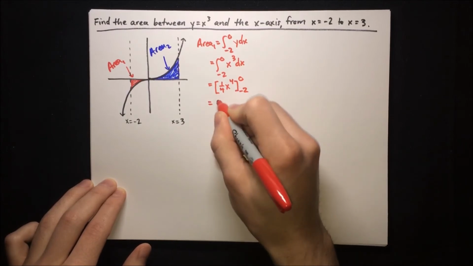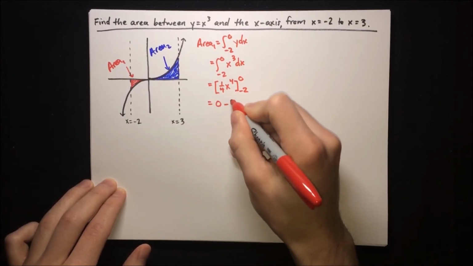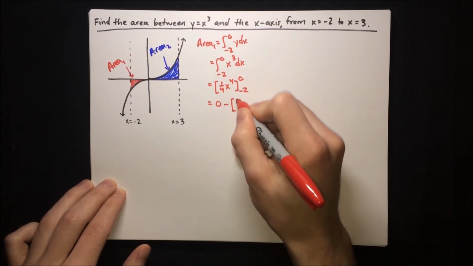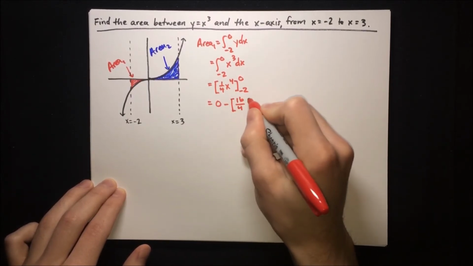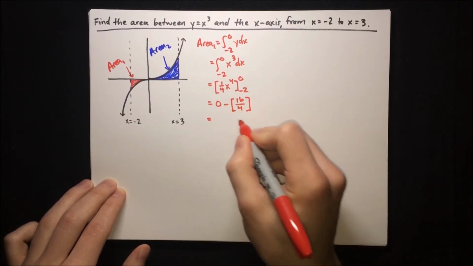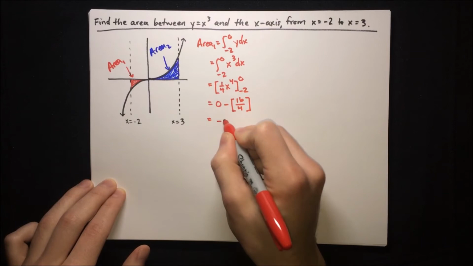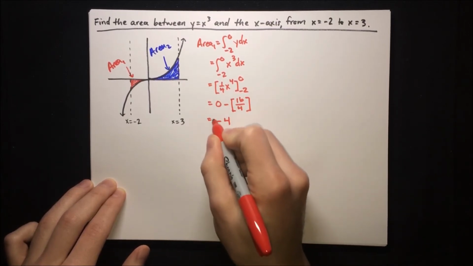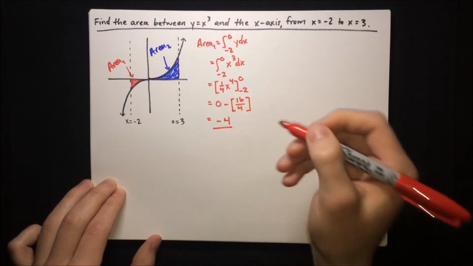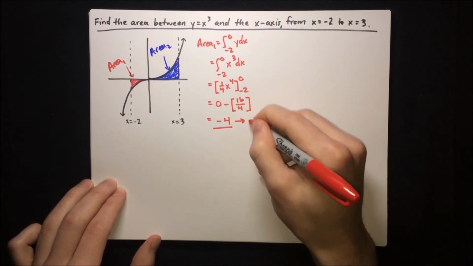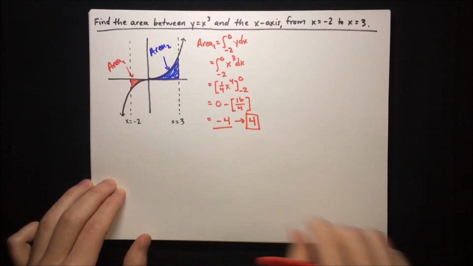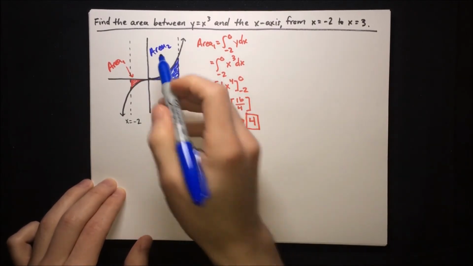And plugging 0 in, we just get 0. Then minus, plugging -2 in, we get -2 to the 4th is 16, and that's over 4. So we've just got 0 minus 4, so just minus 4. Okay, great. Now we'll need to convert that into a positive area, positive 4, for when we do the addition of the areas.